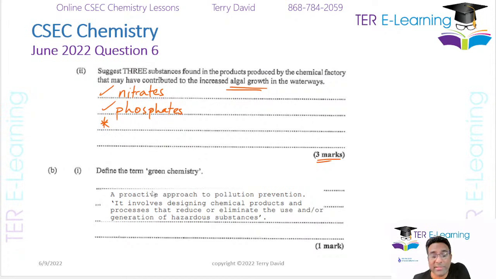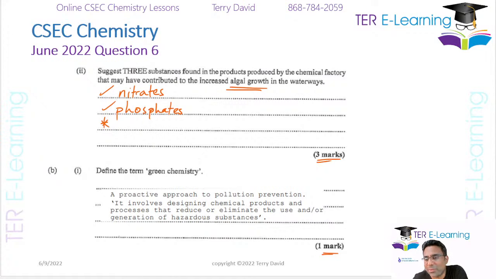Now the next one here, some students did not bother to study green chemistry at all. So basically what green chemistry is, it is a proactive approach to pollution prevention. It involves designing chemical products and processes that reduce or eliminate the use or the generation of hazardous substances. One mark for this. Any valid statement you make will work.